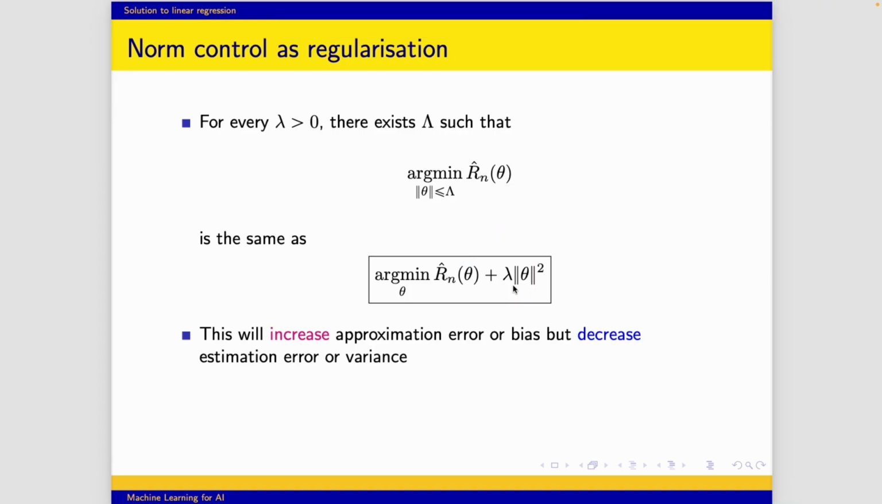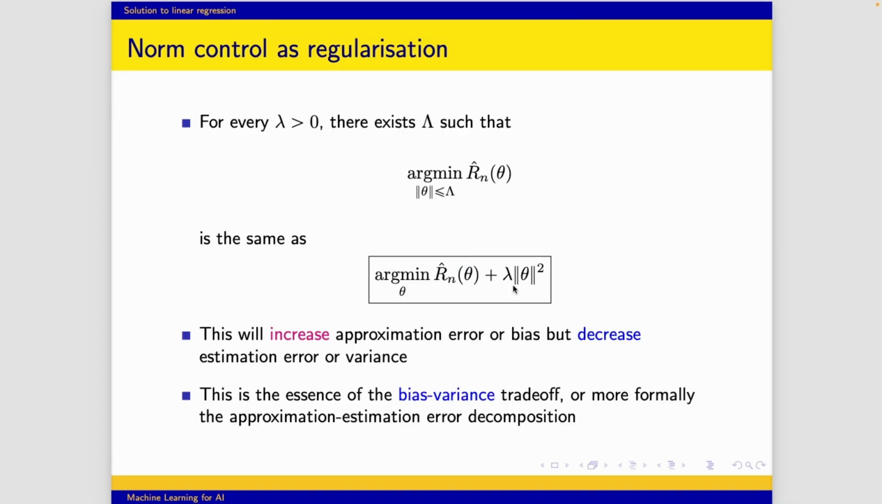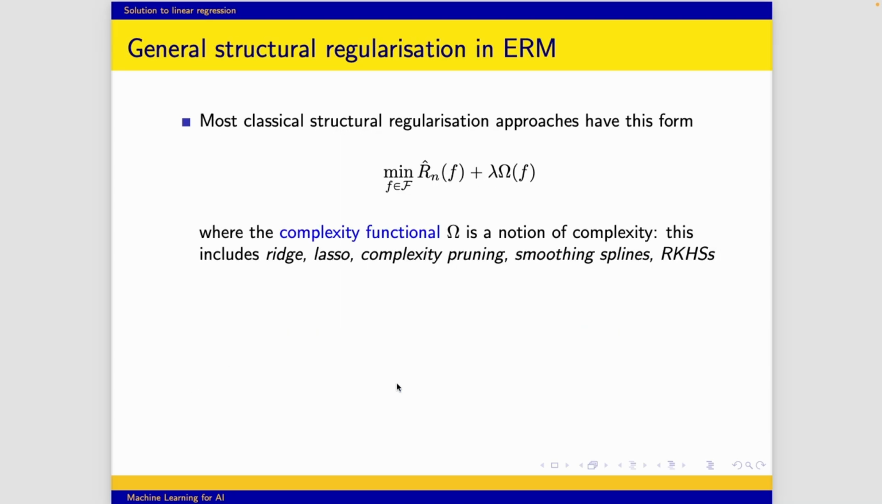And I'm going to write down soon the ridge formulation. So this is the essence of the bias variance trade-off. Or in more formal terms, the approximation estimation error trade-off. So we will study all of these at some point in great detail, but let's just carry on with this for now because I want to introduce ridge regression. Now, most of the classical regularization structures look like this. They're penalized empirical risk minimization.